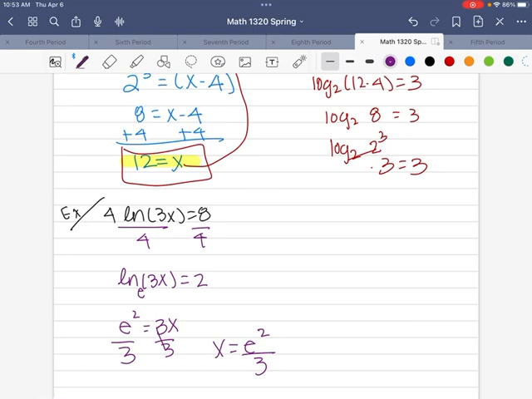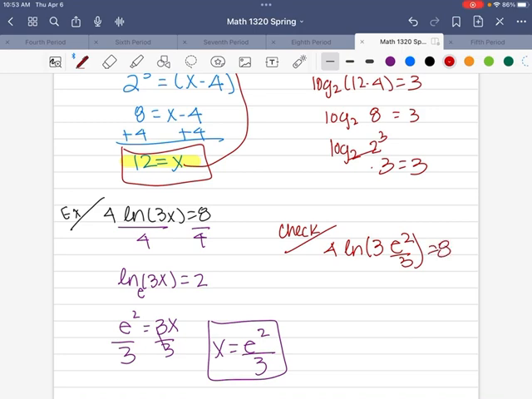And you could plug that into the original equation. So I'll plug it in for you to check. So it would be 4 times the natural log of 3 times e squared over 3 equals 8. And so when you're solving that out, the 3's cancel. And you get 4 times the natural log of e squared equals 8. Since that's a base e, those cancel, and you just end up with 4 times 2 equals 8, which is true. And we have a couple more to do.